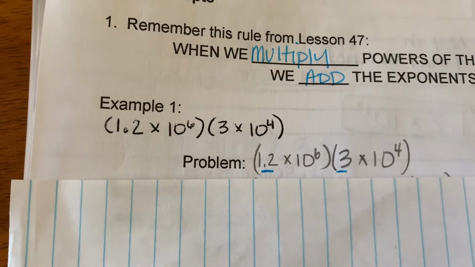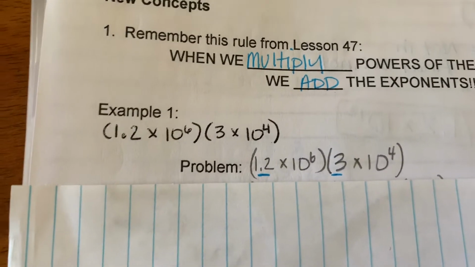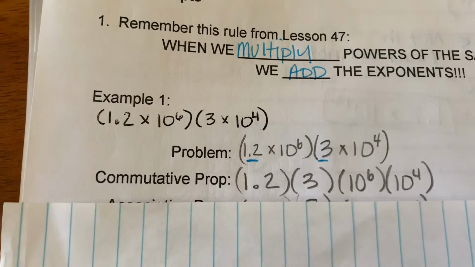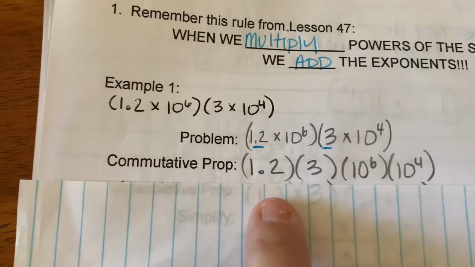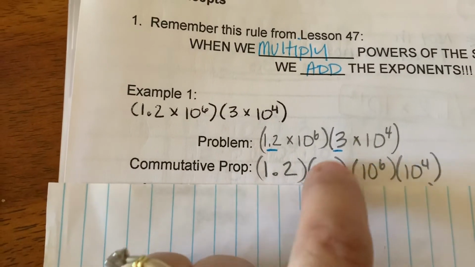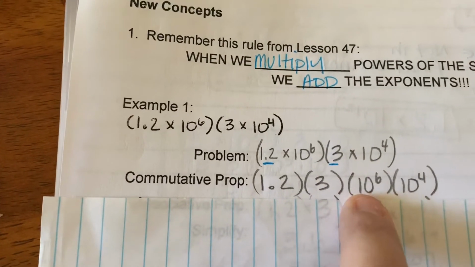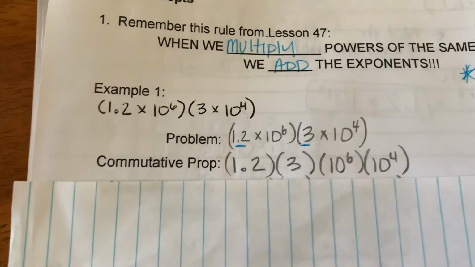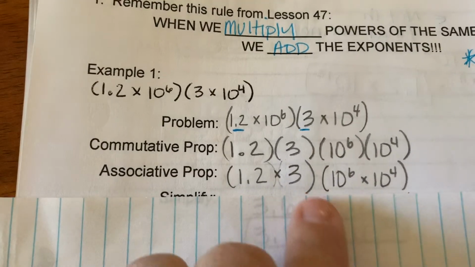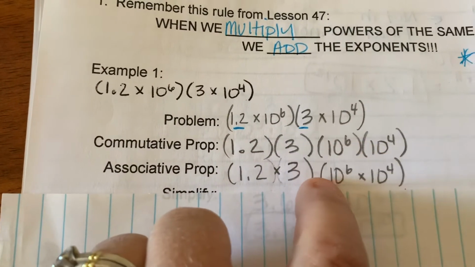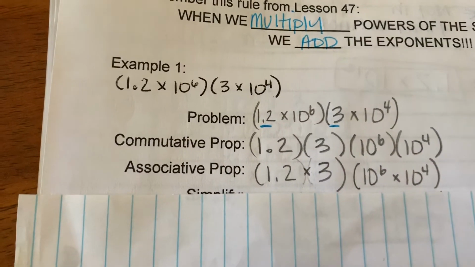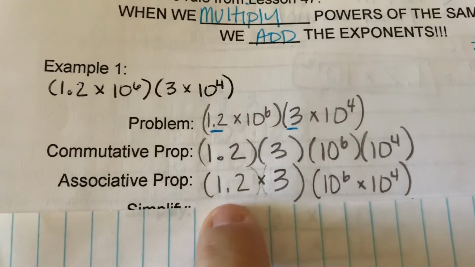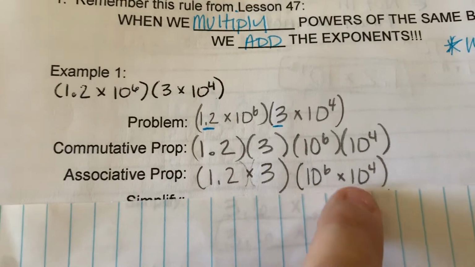there's their problem. We know that the commutative property says we can, in multiplication, shift numbers around. So we can actually group them. We can go 1.2 times 3 times 10 to the 6th times 10 to the 4th. This is all one big multiplication problem. Then the associative property says we can put parentheses around groups of numbers. We can associate them. All right, so now I have these two multiplied together and these two.